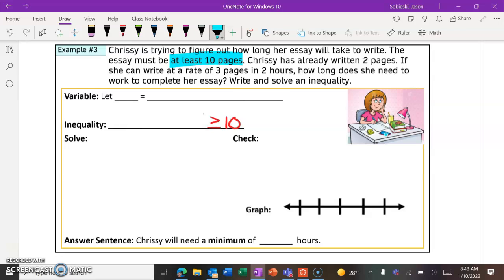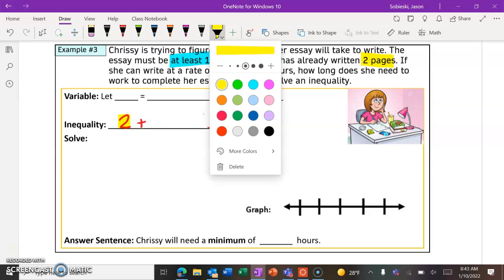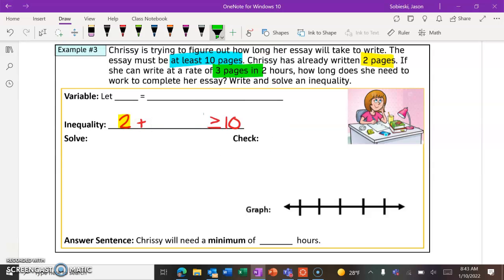She has already written 2 pages. So there we go. We can start with that. That is our 2-page part. And then it says that she can write at a rate of 3 pages in 2 hours. So again, if we want to make this a unit rate, that means we could do 3/2 pages per hour. You just take 3 and divide by 2, right? 3 pages in 2 hours is 3/2 or 1.5. It means the same thing.